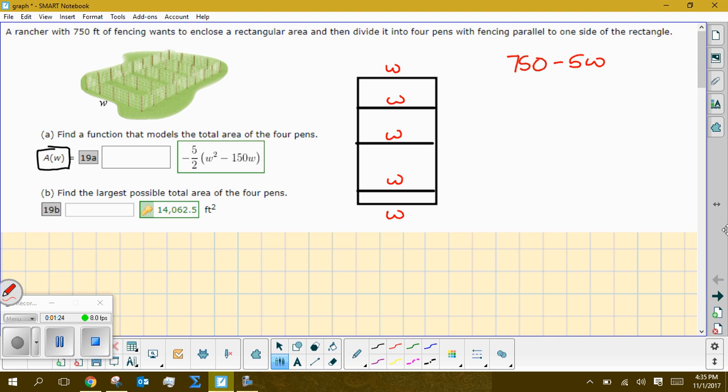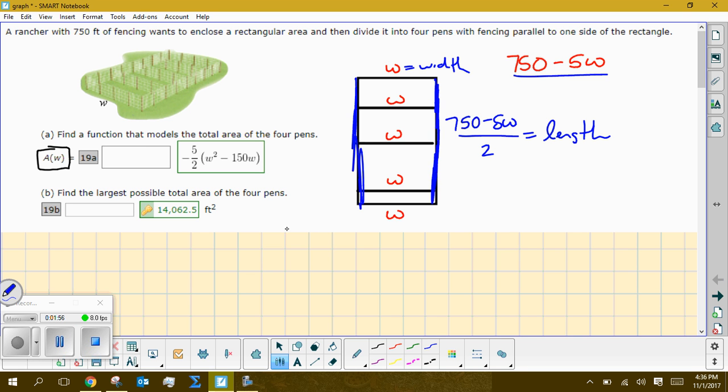So that's what it leaves me with to figure out what is left over for that side and that side. This is the leftover for those 2 sides. And those 2 sides have to be the same. So what we do is we take the 750 minus 5W, divide that by 2, and now I've got my length. So this is my length. Obviously here, this is my width.